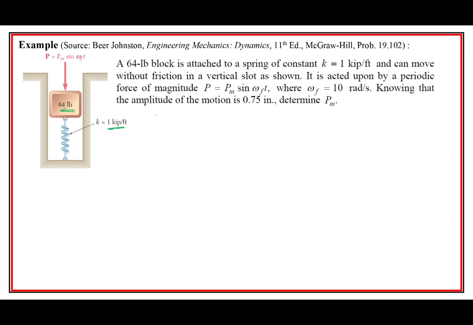So let's see. The weight is equal to 64 pounds, and the K is equal to 1,000 pounds per foot. All right, so I don't have to see that anymore.